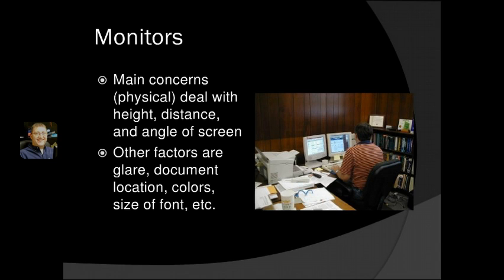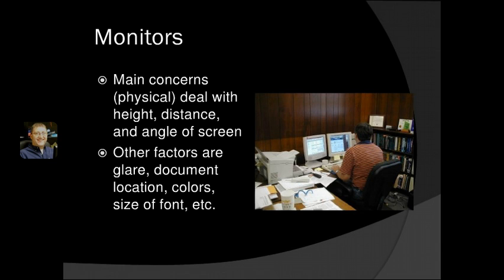The angle being, is it perfectly vertical or is it leaned back a little bit? And then distance between your eyes and the front of the screen, how far is that distance? Those are the kinds of things we want to talk about.